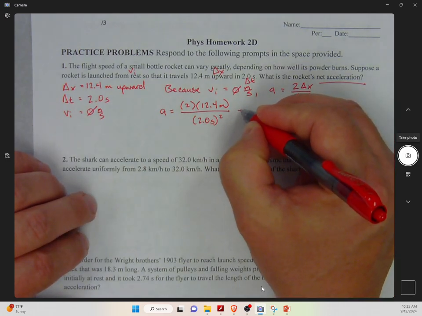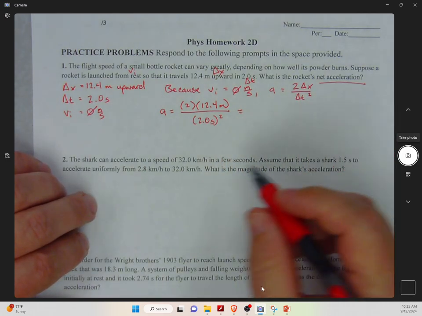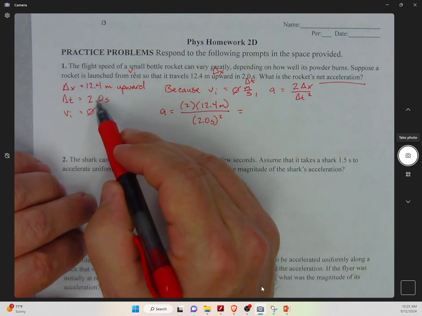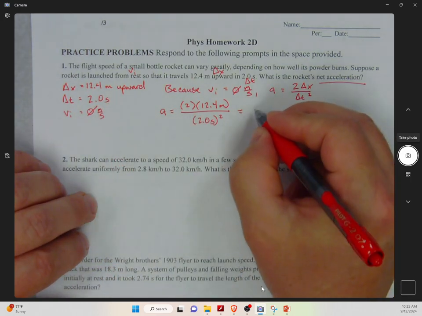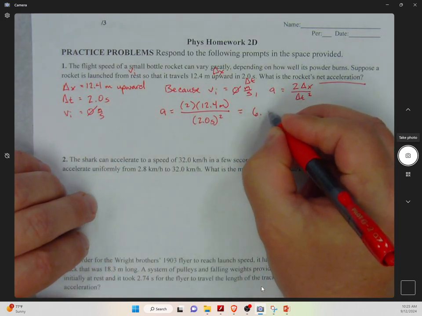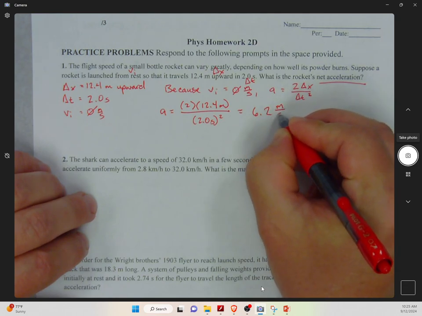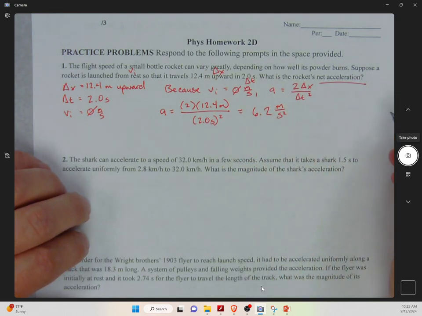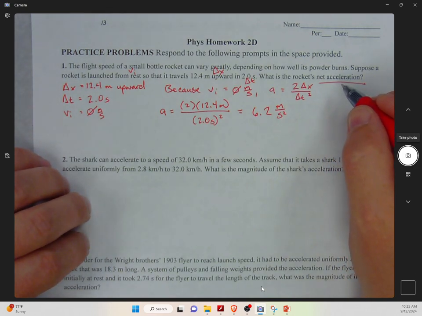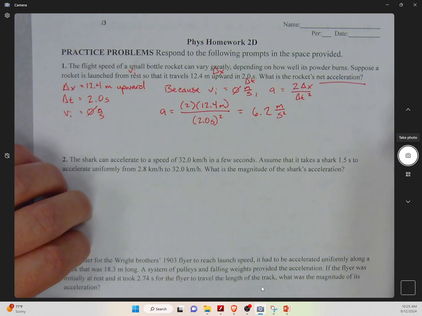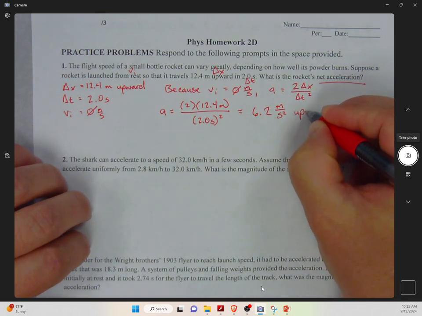And then I'm looking at this and I'm seeing 3 sig figs, 2 sig figs. How many sig figs should my answer have? 2. So I'm going to report this with 2 significant figures. Now, I'm not done yet because acceleration is a vector quantity. So it has a magnitude and a direction. Again, this is up, right? So I can write up.